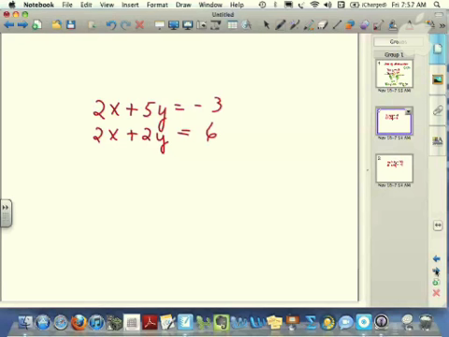In the second example, the two equations both have 2x, but if I add them together I'll get 4x. I don't want that. I would like for one of those 2's to be a negative 2, so I will multiply every term in the second equation by negative 1. Now, when I add them together, the 2x and the negative 2x will add up to 0. The 5y and the negative 2y are 3y, and negative 3 and negative 6 are negative 9. So y is negative 3.